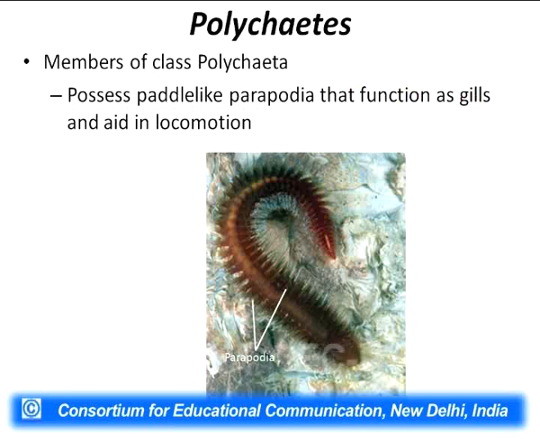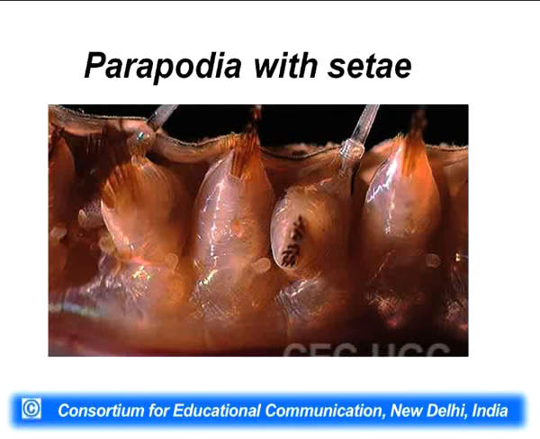They have got one more special feature. The structures called parapodia are attached to every body segment of a polychaete. So these paddle-like parapodia, because they are flattened structures, are richly supplied with blood, and they function as gills. It means they help the animal in respiration and they help the animal in swimming and locomotion. These are the parapodia, fleshy appendages on each body segment provided with the setae which emerge out as stiff bristles from these parapodia.